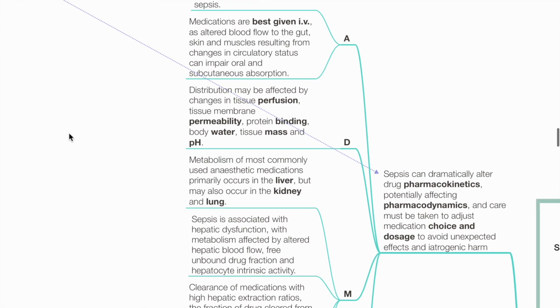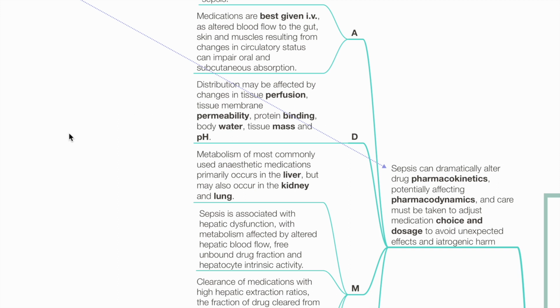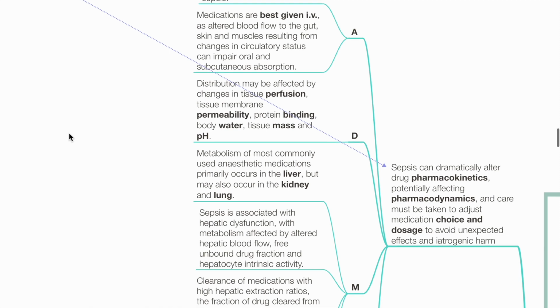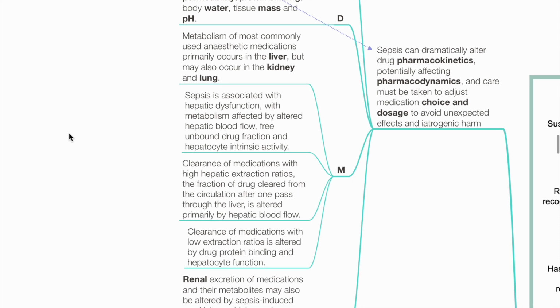Distribution may be affected by changes to tissue perfusion, tissue membrane permeability, protein binding, body water distribution, tissue mass, and pH. Metabolism of most commonly used anesthetic medications primarily occurs in the liver. It may also occur in the kidneys and lung. Sepsis is associated with hepatic dysfunction.